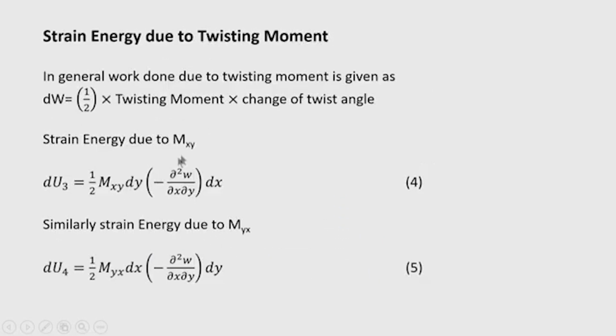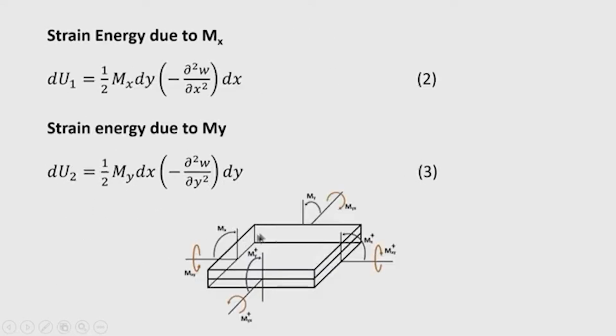So, then this change of twist angle that is taken here gives the strain energy due to Mxy. Similarly, the strain energy due to Myx on the other edge can also be calculated using this relationship. Okay. So, then we have taken all the components of moment for calculating the strain energy.